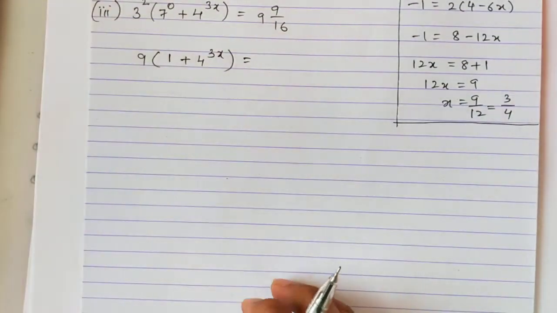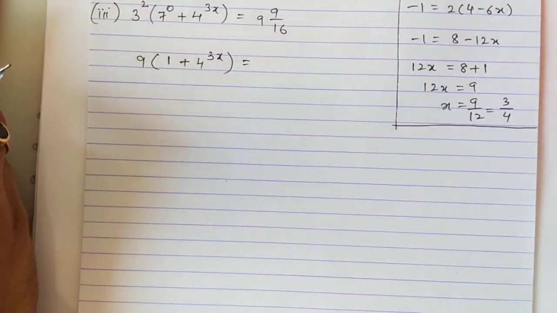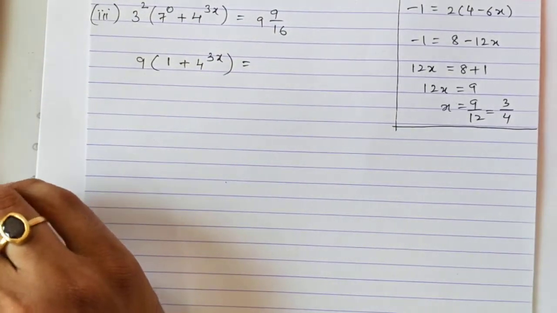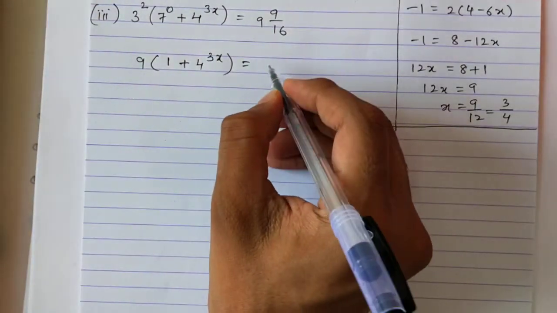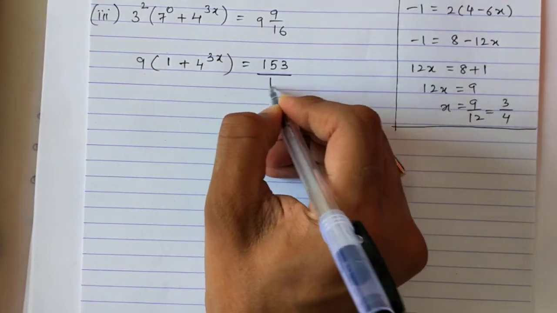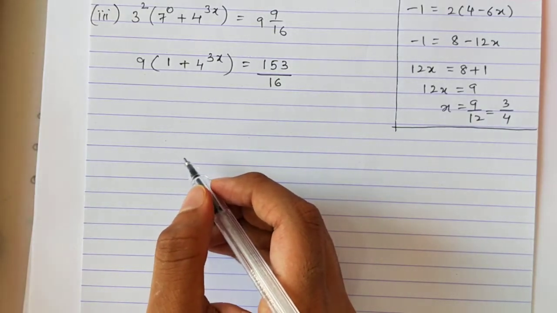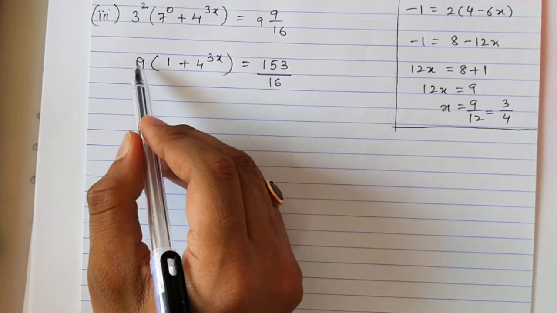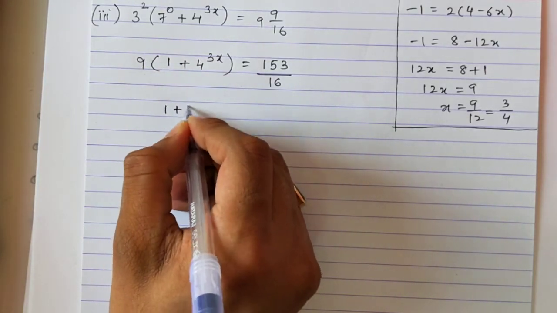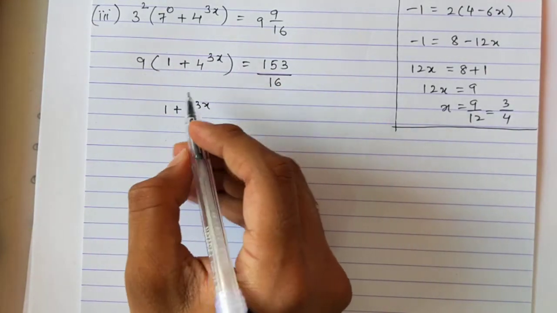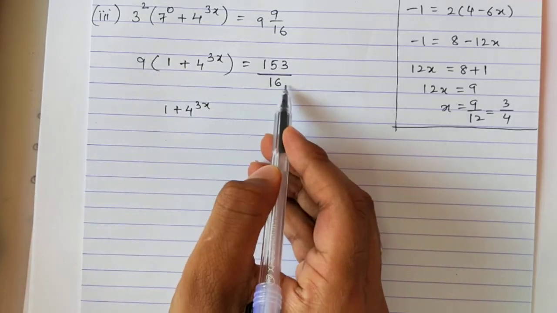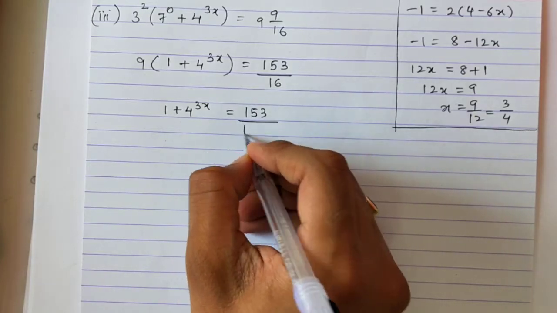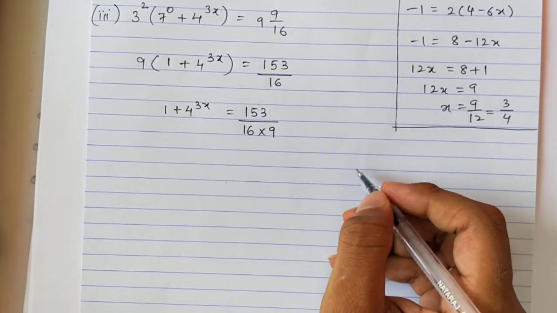So here 16 into 9 plus 9. First of all, 16 into 9 is 144 plus 9 is 153. So I have 153 upon 16 here. Okay. Then this 9, 1 plus 4 raised to 3x, I'll keep it here. This 9 I'll bring here down. So this will become 153 upon 16 into 9.